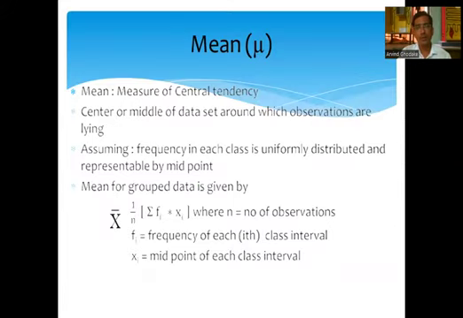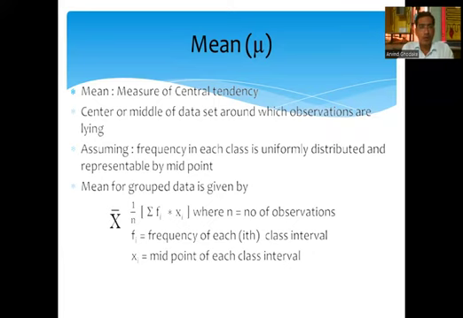Now, what is meant by mean, or how the mean mu is calculated, that we will see now. Mean is nothing but a measure of the central tendency of the population, a sample, or the variable. So the center or middle of the data set around which observations are lying will be called the mean, assuming that the frequency in each class is uniformly distributed and represented by its midpoint.